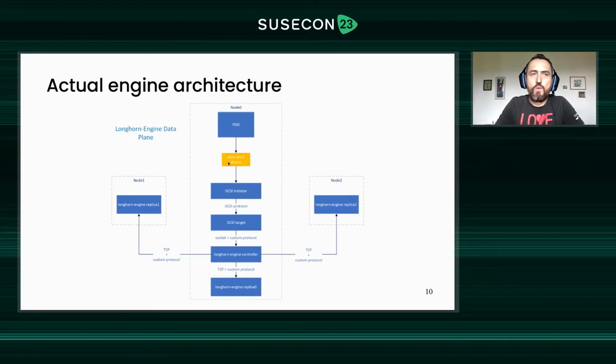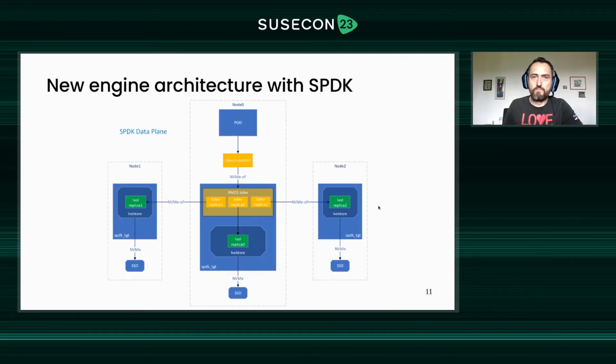So this is the actual engine architecture. As we can see, the data path between the application that runs in the pod is quite long before it arrives at the Longhorn engine controller, because we have an iSCSI protocol and a customized protocol. And as we said, this can lead to higher latency and reduced IOPS. And so let's see how this data path can change with the adoption of SPDK.